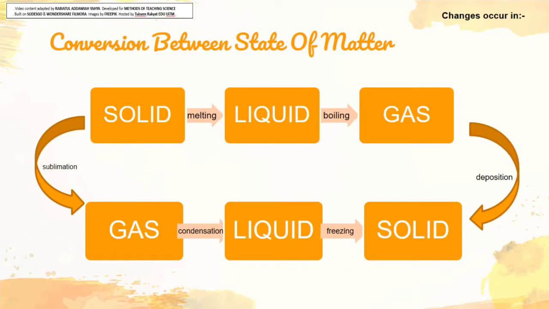These figures show the conversion among states of matter through the process of heat absorbed or heat released. When heat energy is absorbed or released, changes occur in kinetic energy, arrangement of particles, and attraction force between particles, causing the state of matter to change. As you can see, there are changes from solid to liquid, liquid to gas, gas to solid, and also solid to gas, gas to liquid, and liquid to solid.